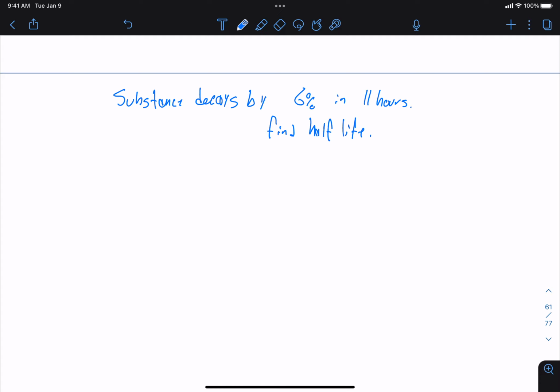Okay, so a substance decays by 6% in 11 hours. Find the half-life. Well, we know that the substance is decaying, so we're going to use P of T equals P0, and we can use e to the kt, or we could use a to the t. Which one do y'all like better? Who likes a to the t better? Who likes e to the kt better? Okay, more people like that, so we'll do e to the kt.